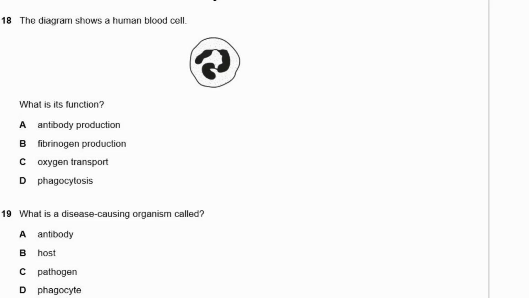Question 18. The diagram shows a human blood cell. What is its function? Okay, so there's only really one type of blood cell that has this lobed nucleus. That's the key bit here. The lobed nucleus is for a phagocyte. So what is its function? It's a phagocyte. Phagocytes do phagocytosis. There we go, D.